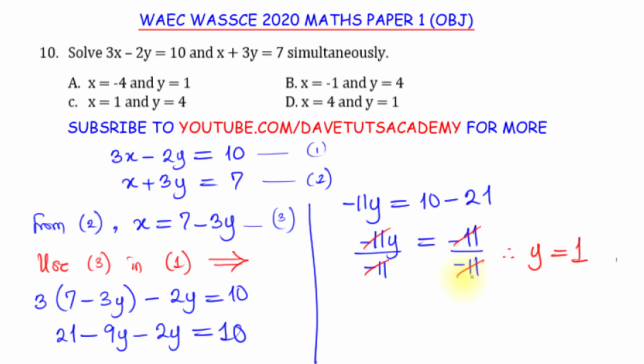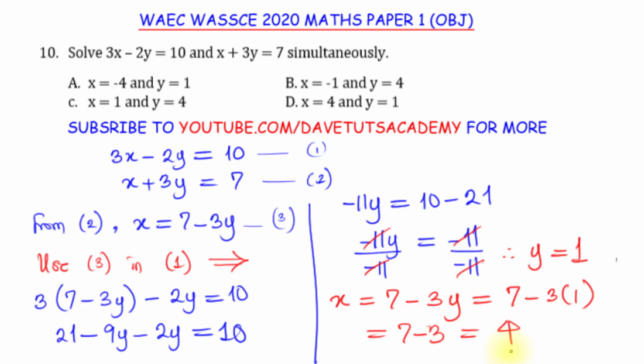So y is 1, but from this particular expression that I figured, I can say x will be 7 minus 3y. So if I want to put in the value for y, that will be 7 minus 3 multiplied by 1. So that will be 7 minus 3 times 1 is 3, so that x is 4. So I have the two values here. Y is 1, x is 4.